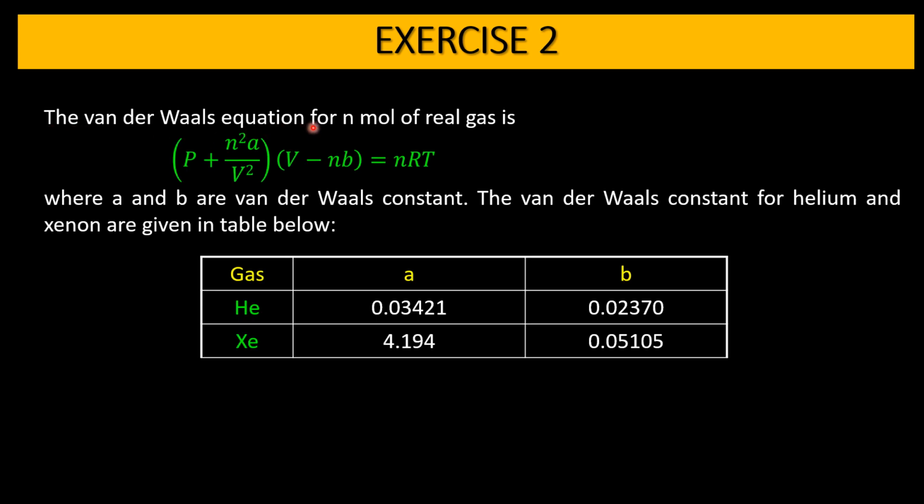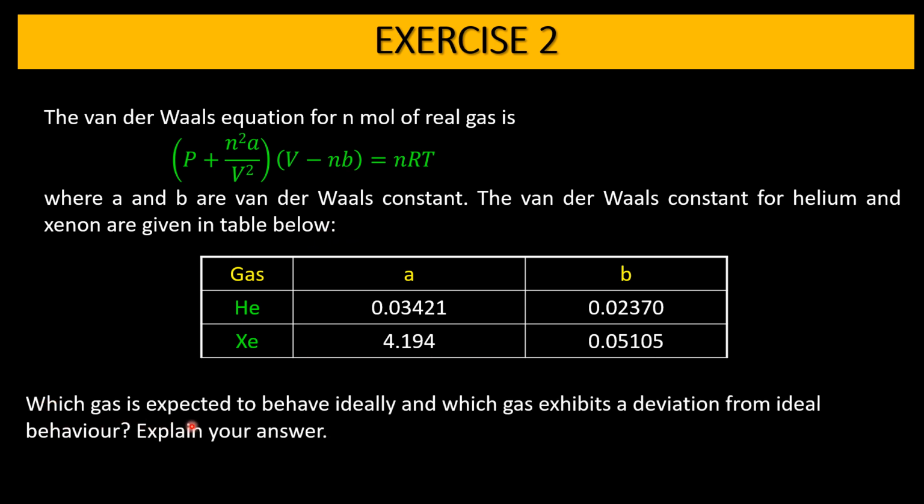The van der Waals equation for n mole of real gas is P plus n squared A over V squared times V minus nB equal to nRT, where A and B are van der Waals constants. The van der Waals constants for helium and xenon are given in the table below. Which gas is expected to behave ideally and which gas exhibits a deviation from ideal behavior? Explain your answer.